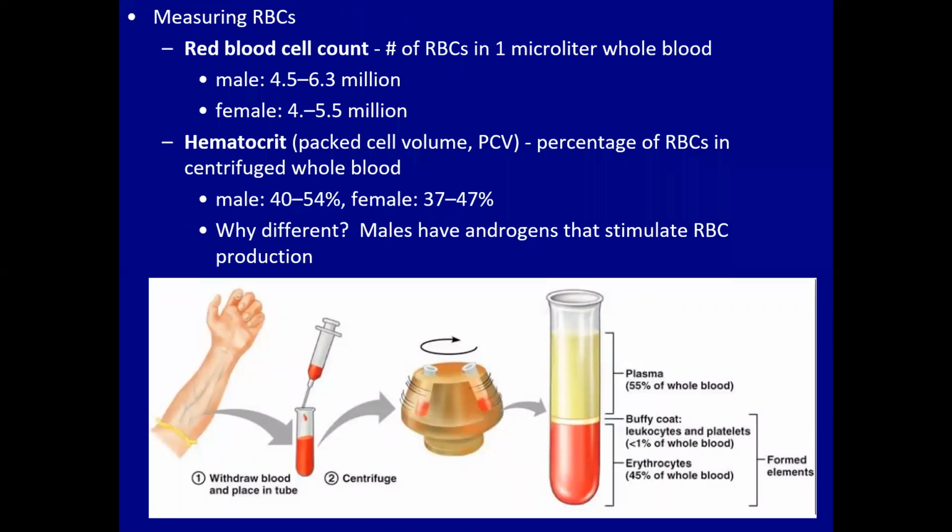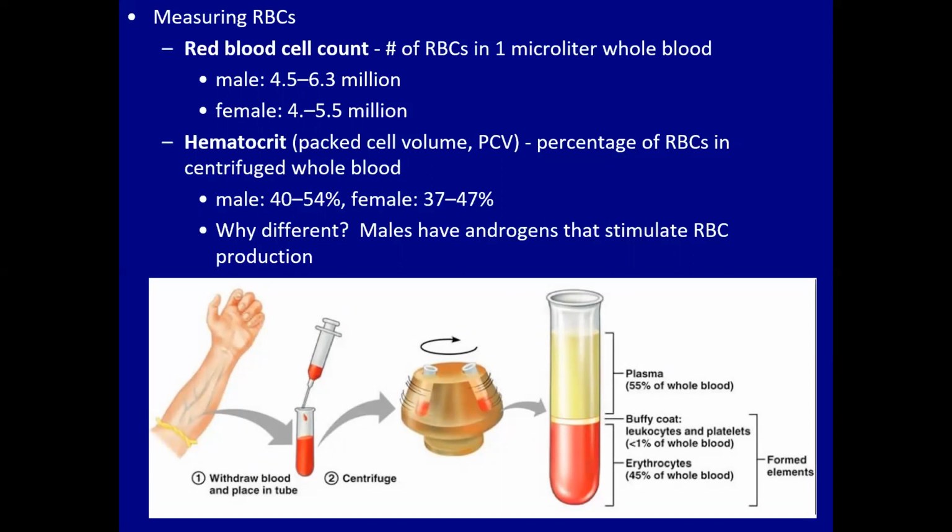So when you hear that you have to have a red blood cell count, your RBC count, or you get test results back and that's what they're looking at, 1 microliter of whole blood, right? What I just mentioned to you about taking the tube and spinning it, it's actually called a hematocrit, which is the packed cell volume, a PCV. This is the amount of red blood cells in centrifuged whole blood.